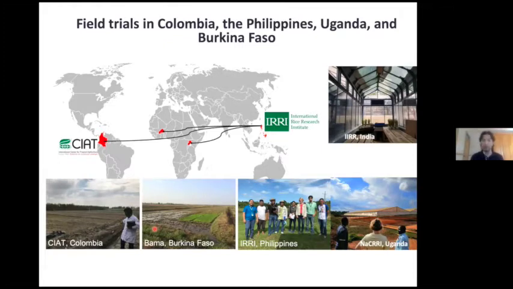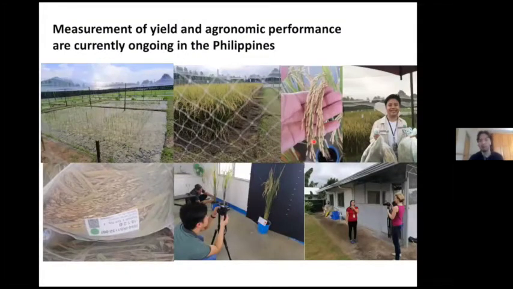So what we are doing at the moment, we're working with our colleagues in Colombia, in Burkina Faso, or in the Philippines. Also, we are starting to work in Uganda and India to test those plants in a multi-location trial to assess exactly that: what is the effect of the mutations in the real-life situation? So far, so good. The results are good. Everything is ongoing.